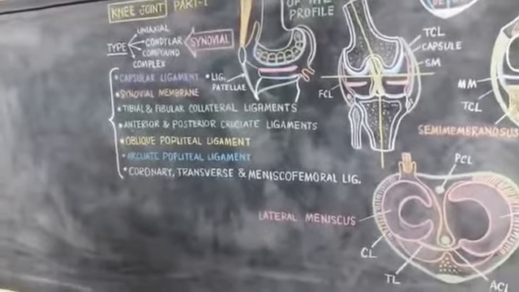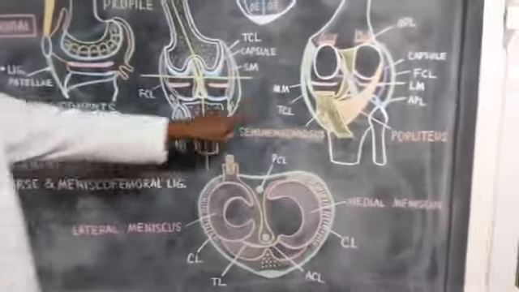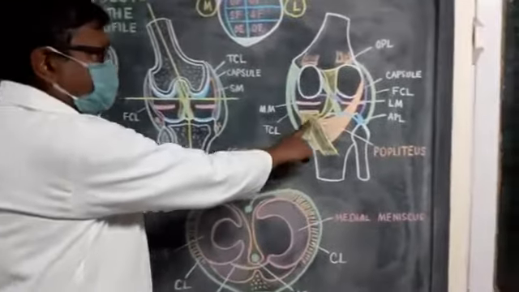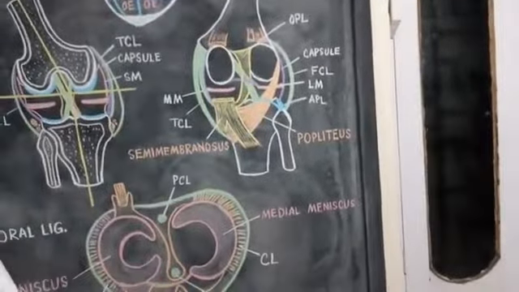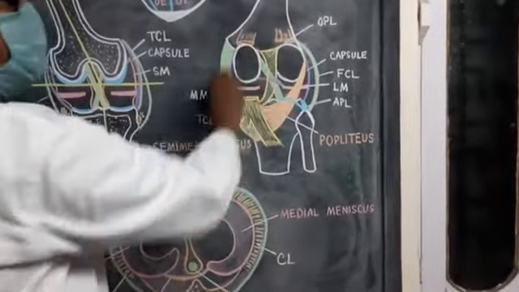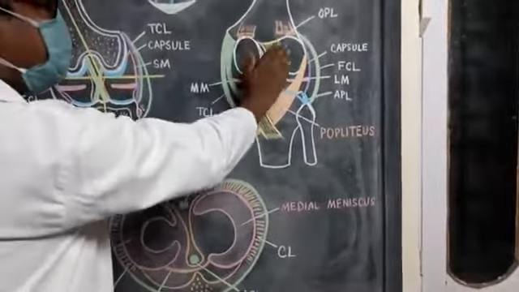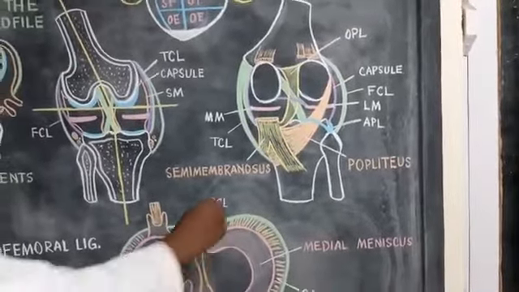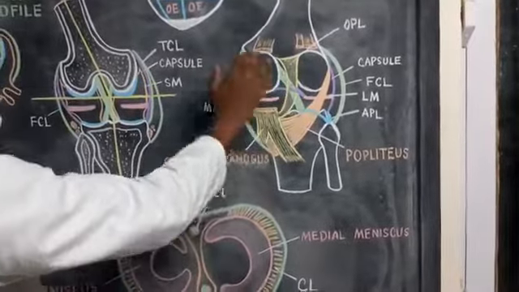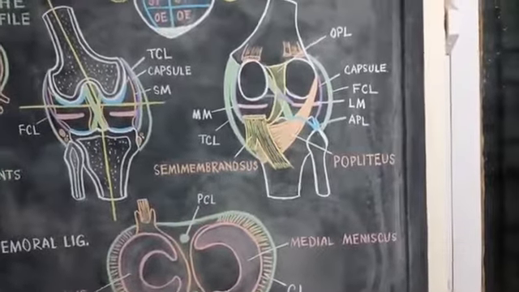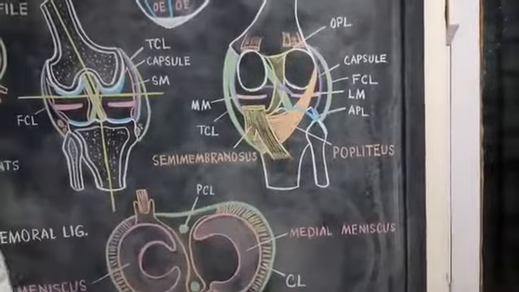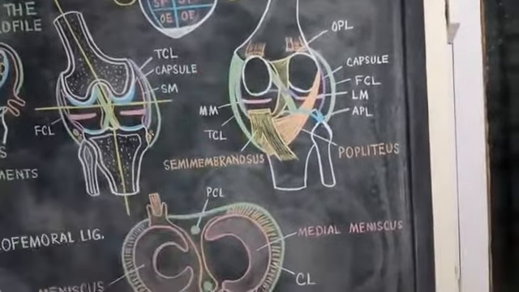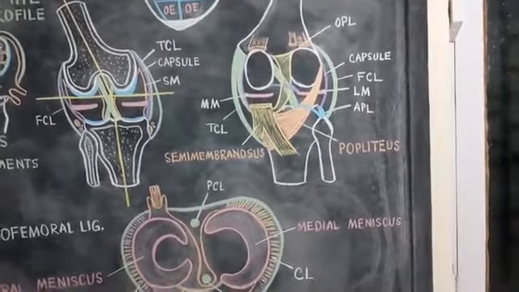Next, the oblique popliteal ligament. It is derived as an expansion of the tendon of the semimembranosus. It projects upwards and laterally and is attached to the upper border of the floor of the intercondylar area of the femur. This oblique popliteal ligament forms the floor of the popliteal fossa and is pierced by the middle genicular nerve and vessels and the genicular branch of the posterior division of the obturator nerve.